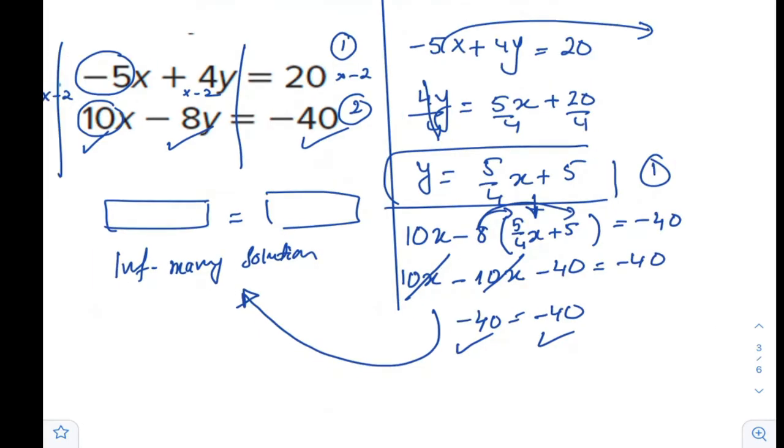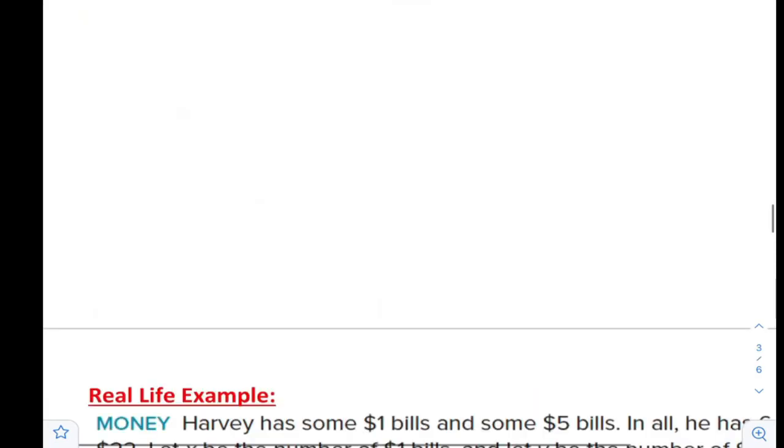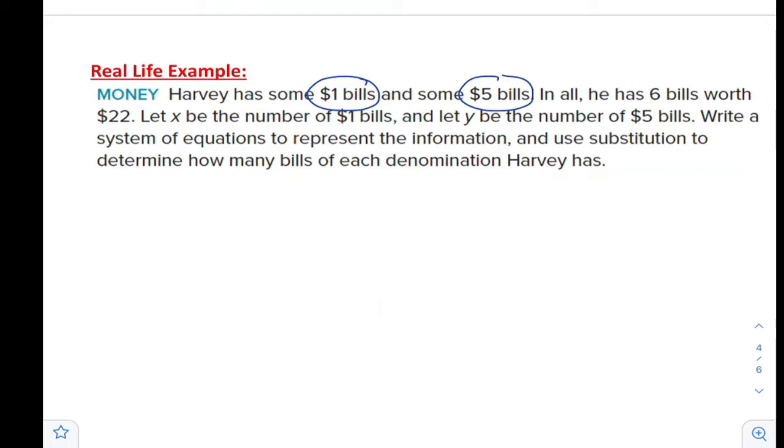So we can reach the same conclusion by detailed solving. You choose the way you like. And let's take a real-life exercise here. Harvey has some $1 bills and some $5 bills. So we have two categories of bills, $1 bill and $5 bill.